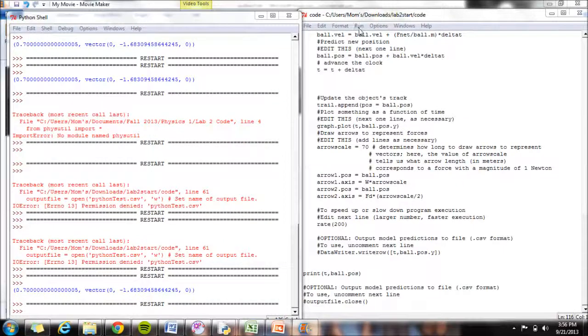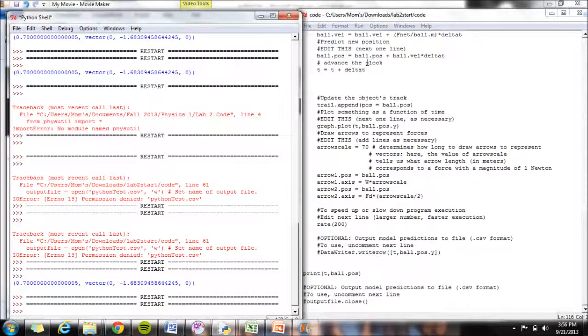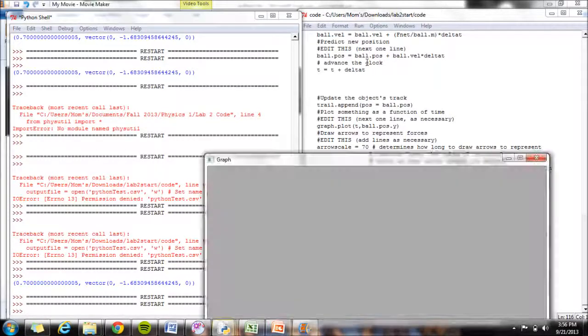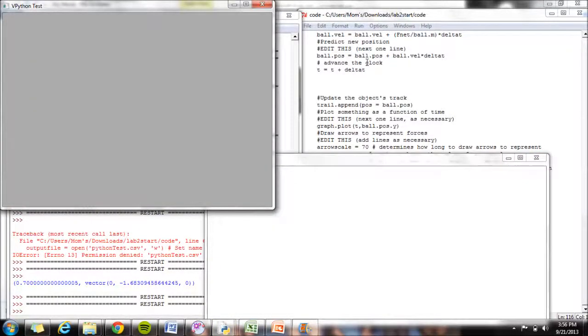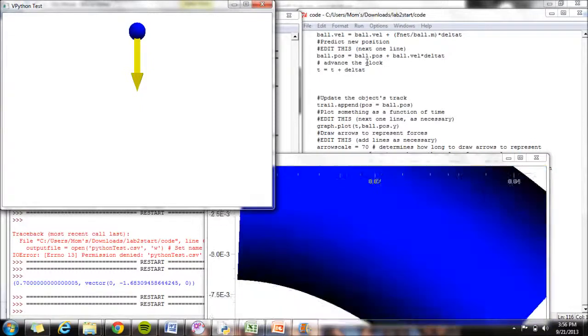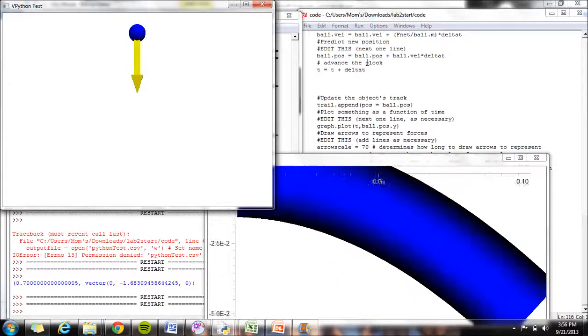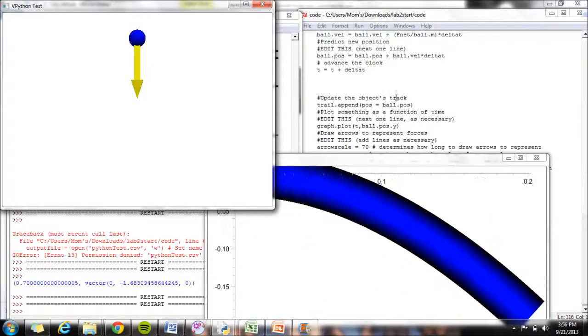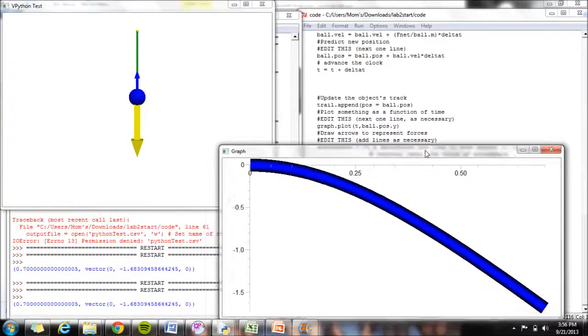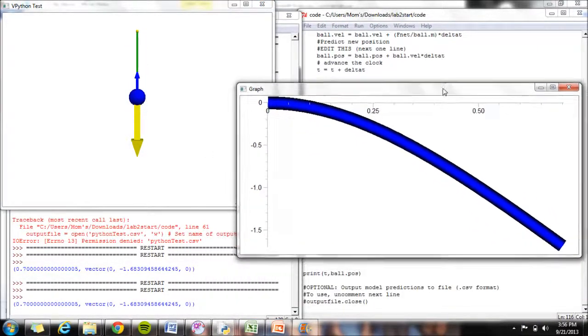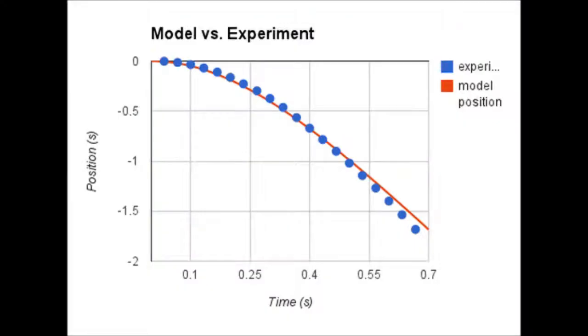And this is the model I obtained when I ran my code. My data to compare the model position versus the experimental position, with the model represented by the red line and the experiment position represented by the blue dots.